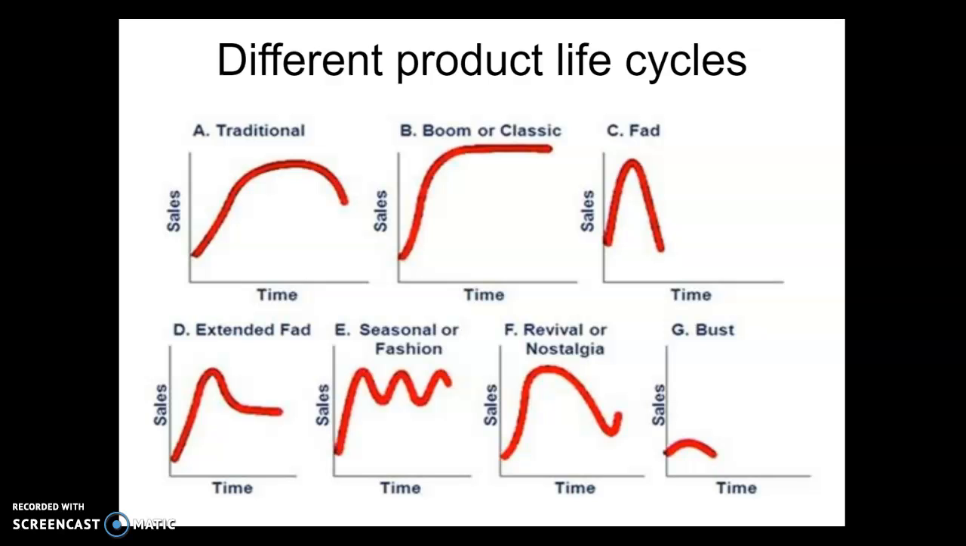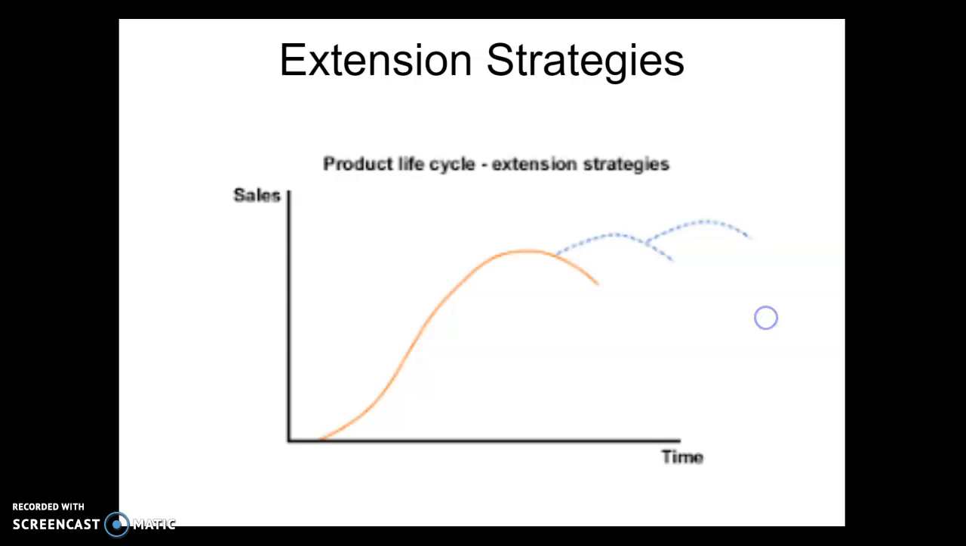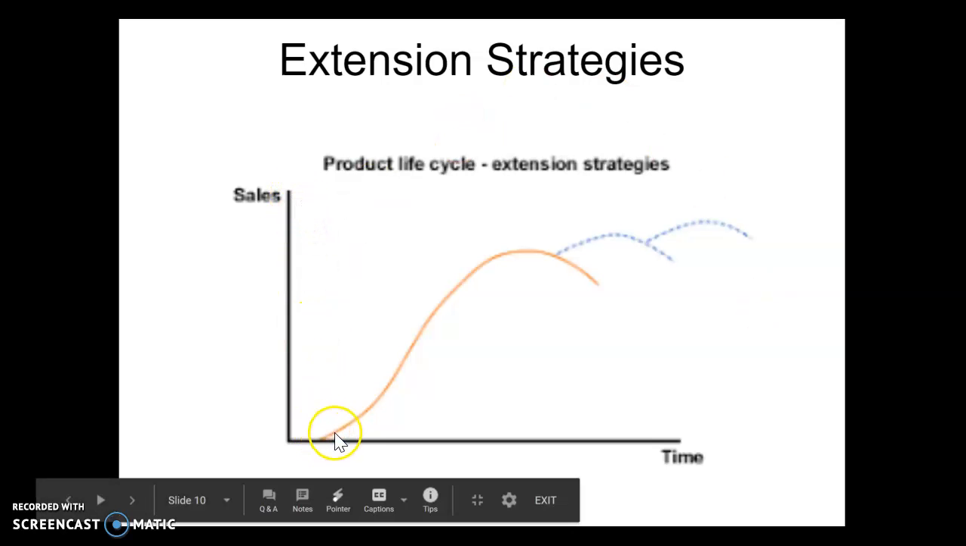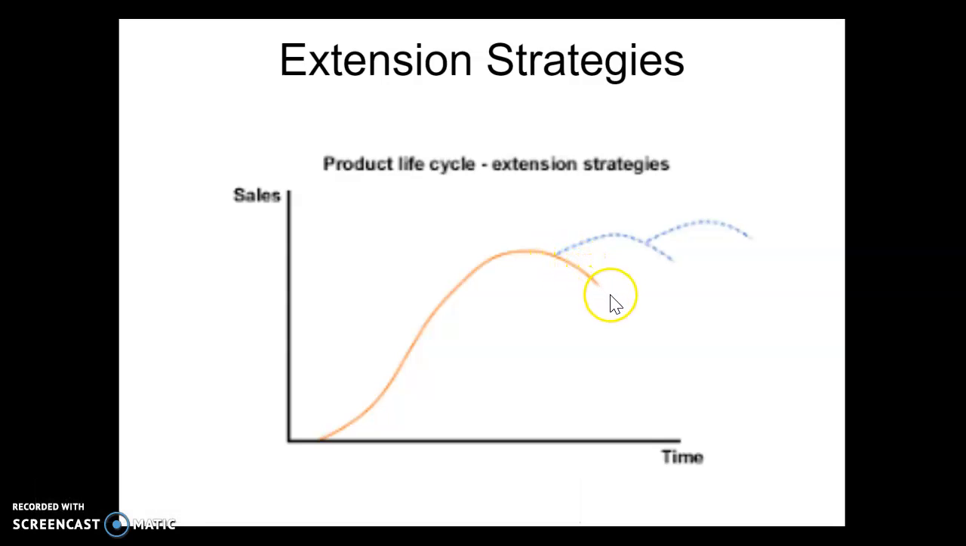Now, there is one last thing to talk about, and that is, what can we do to avoid decline or delay decline? And this is an extension strategy. So here we've got the normal product life cycle, and what would happen, left alone without any intervention, the product goes into decline.